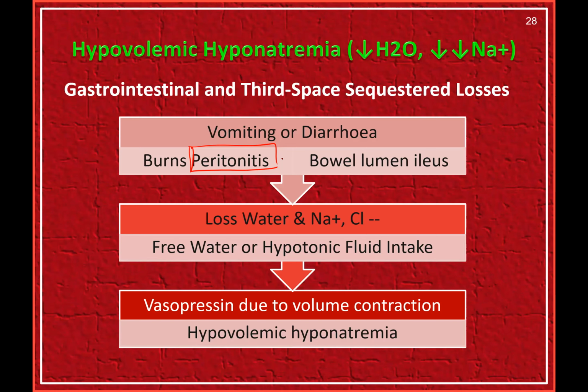Then vasopressin due to volume contraction, hypovolemic hyponatremia. So there is vasopressin activity, and hypovolemia as well as hyponatremia, or excess vasopressin. When vasopressin is suppressed, there is diuresis and hypovolemia and hyponatremia.